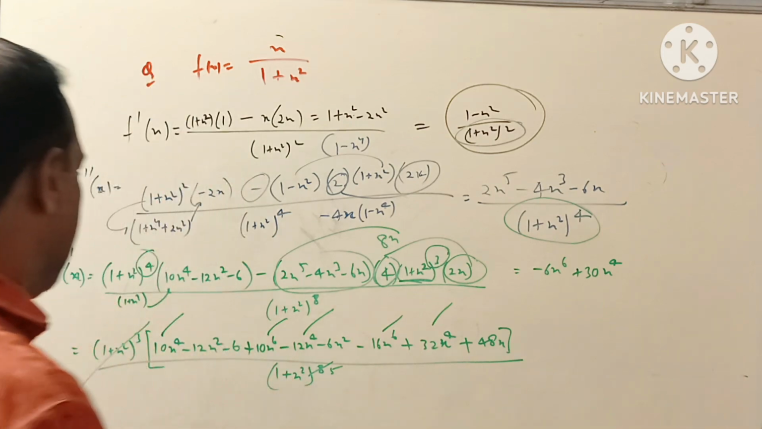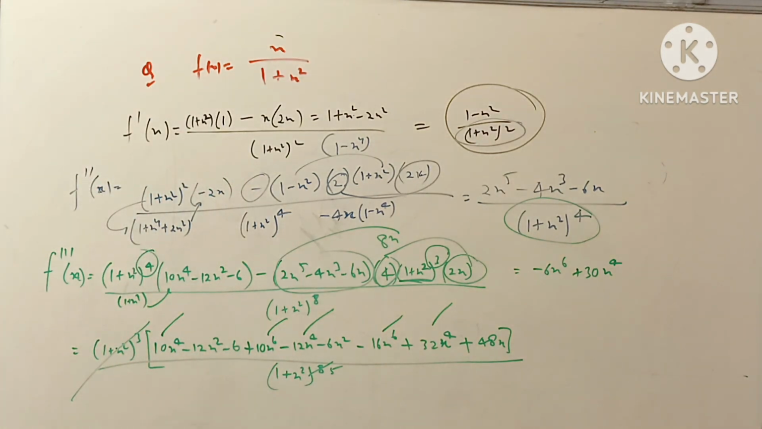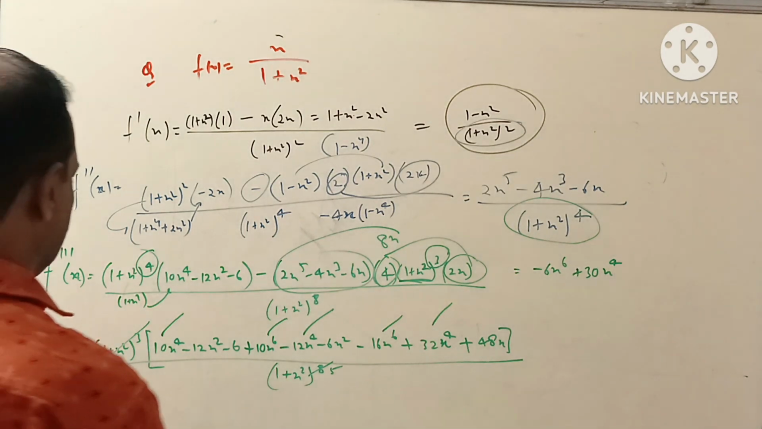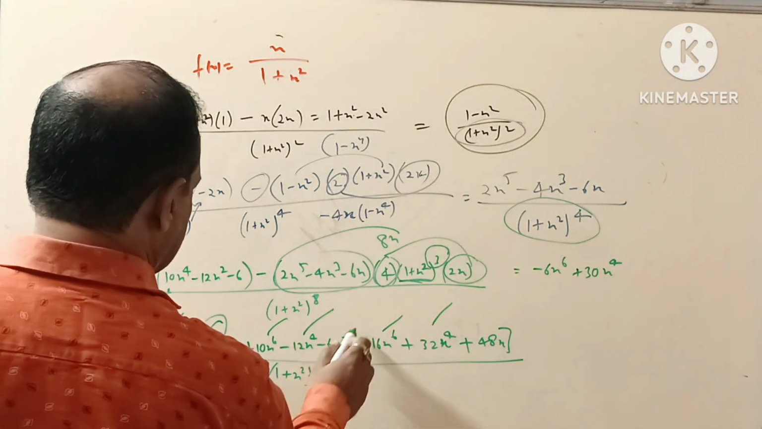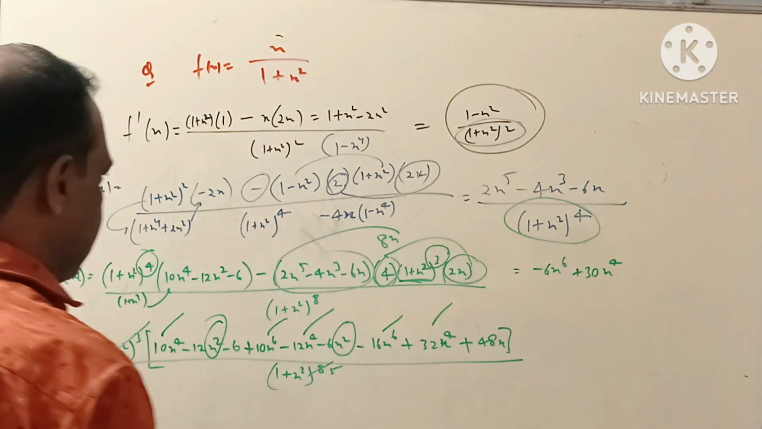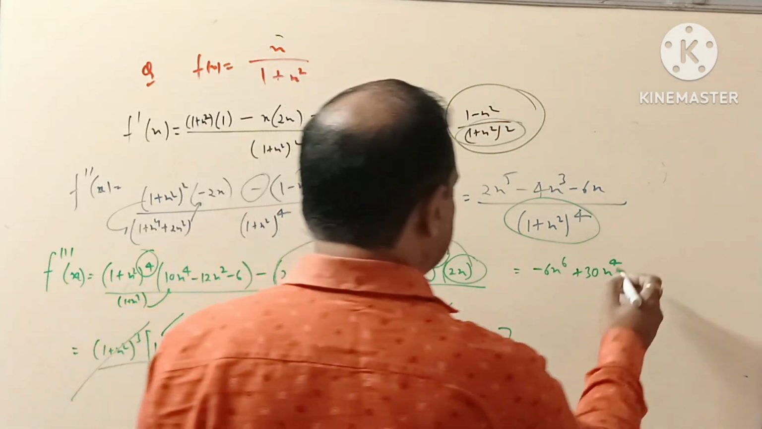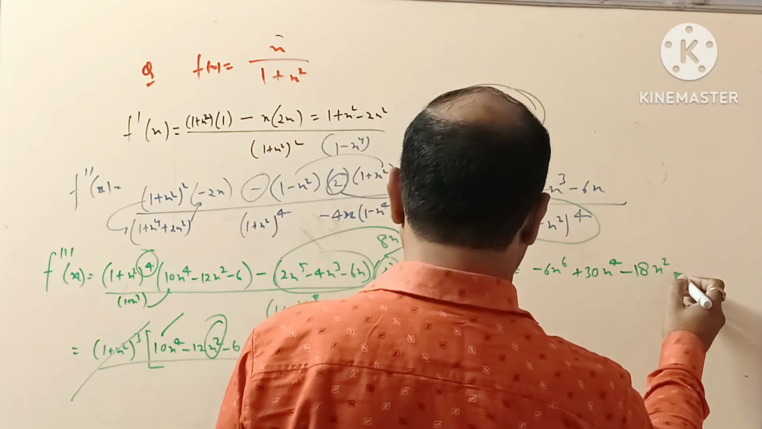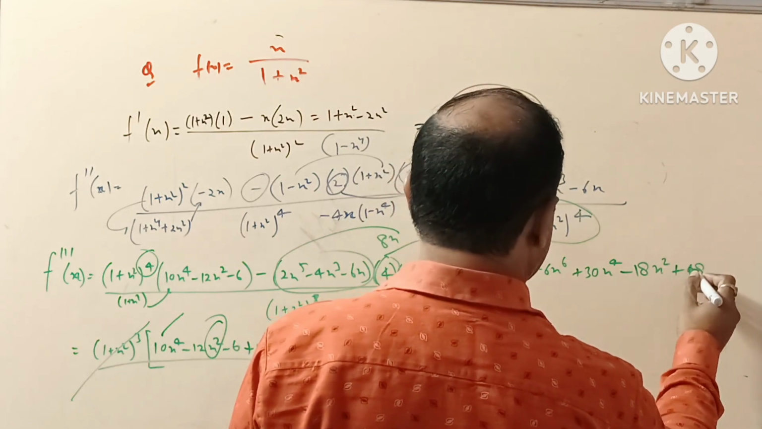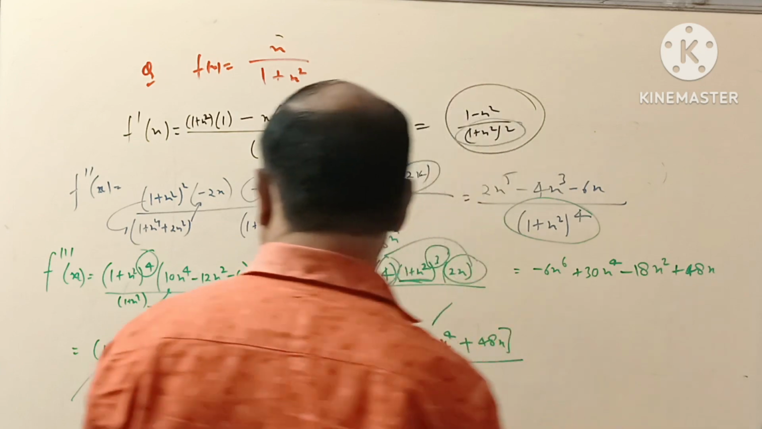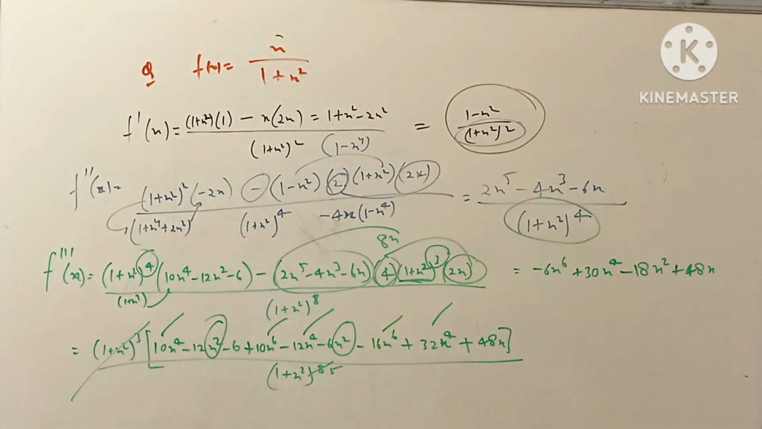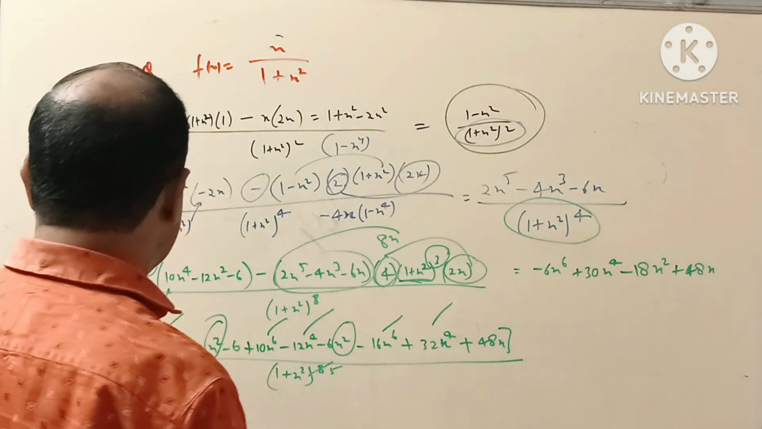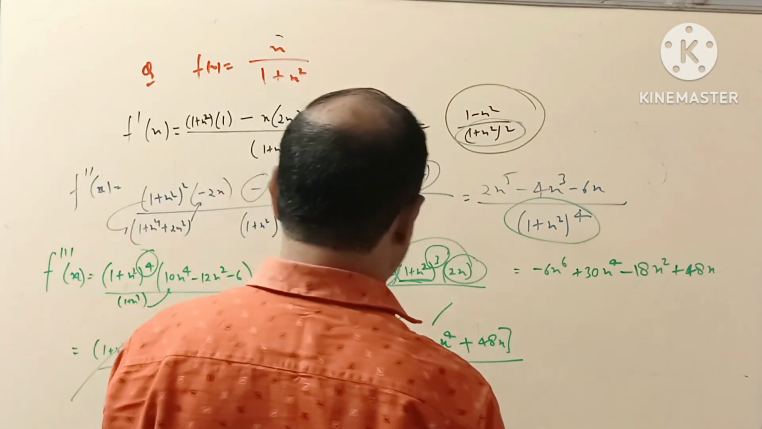Okay, now next is x square. How many terms are there for x square? There are only 2 terms, x square and this is again x square. Minus 12 minus 6 is minus 18x power 2, and then comes plus 48x, and then is there any constant term? This is minus 6 only. Minus 6 is the only constant term here.